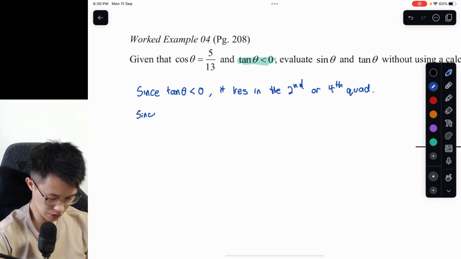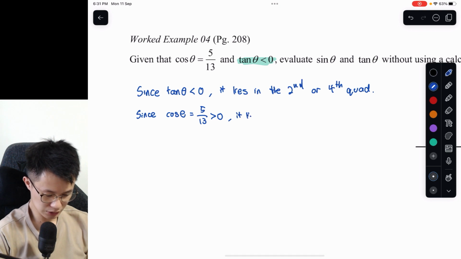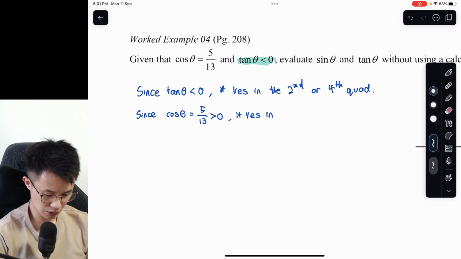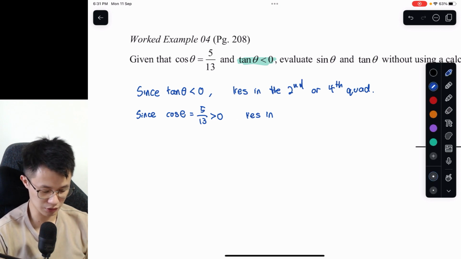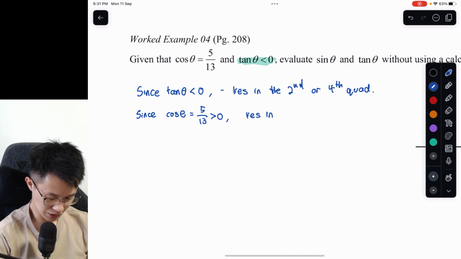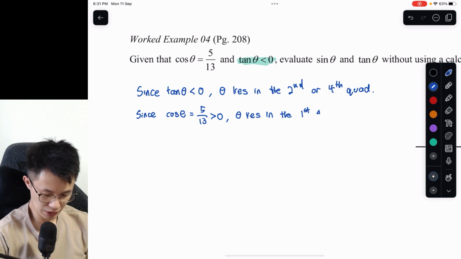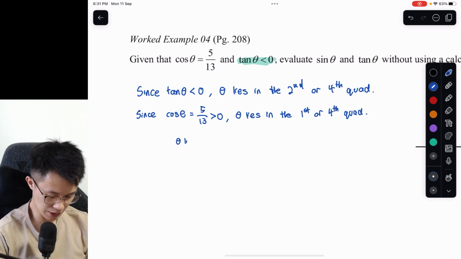Okay, since cosine theta is equal to 5 over 13, which is a positive value, it lies in, sorry, I should use theta. So theta lies in the first or fourth quadrant. Okay, so we now know that theta lies in the fourth quadrant.